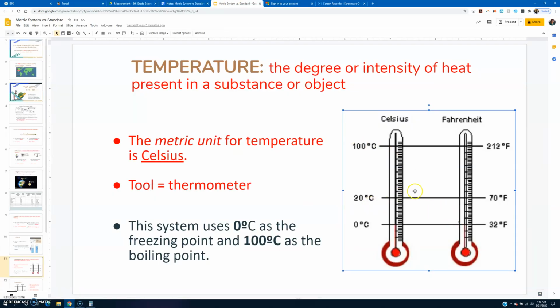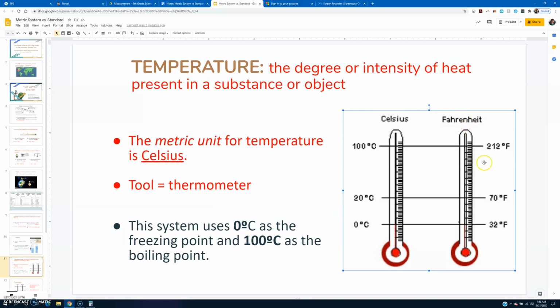Water boils at different places on different scales. Now, water is still water. Water boils when it boils all the time. It just depends on how you're measuring it. So if you're measuring in Celsius, 0 degrees is freezing when it turns into ice cubes, and 100 degrees is boiling when it starts to boil and make your pasta or your macaroni and cheese.